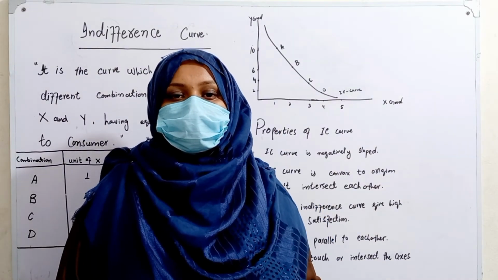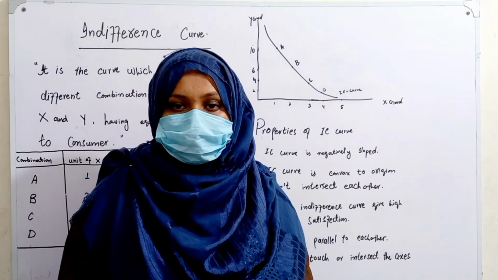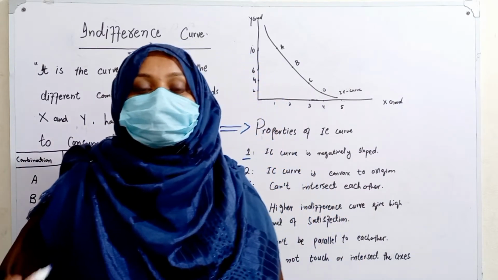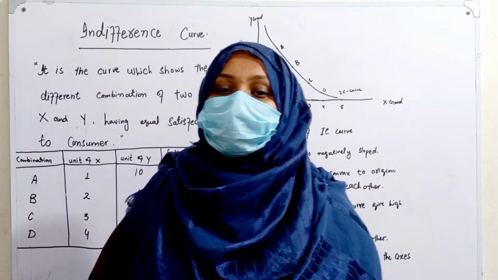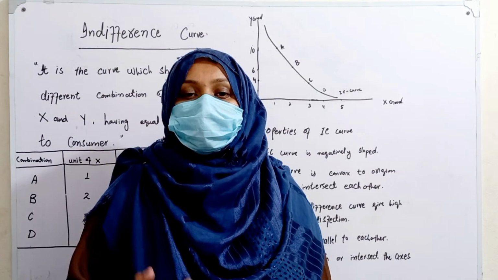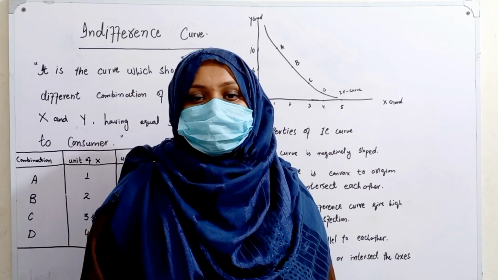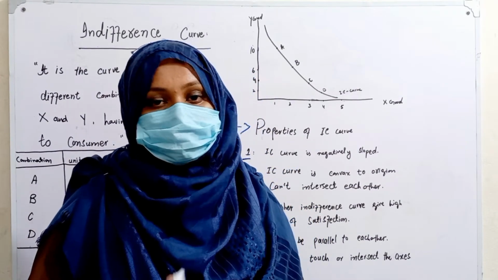Number two is the indifference curve is convex to the origin because the marginal rate of substitution declines, due to the convexity. If they intersect each other, then this is against the definition.